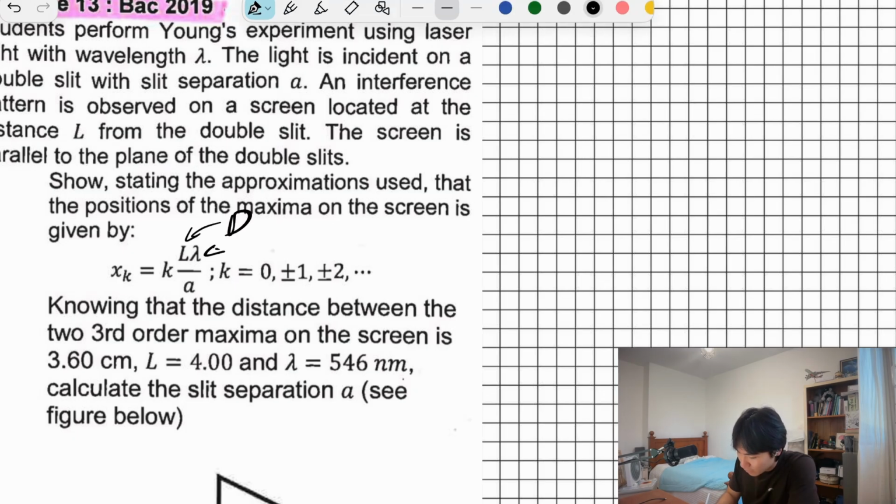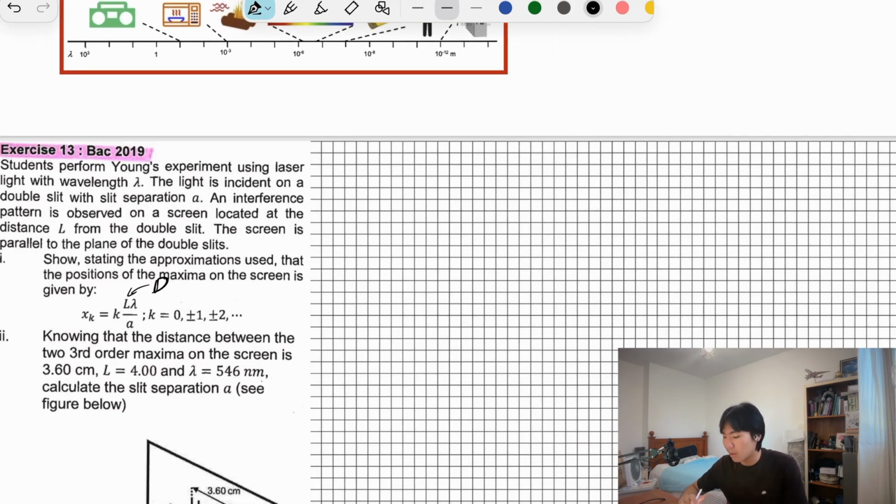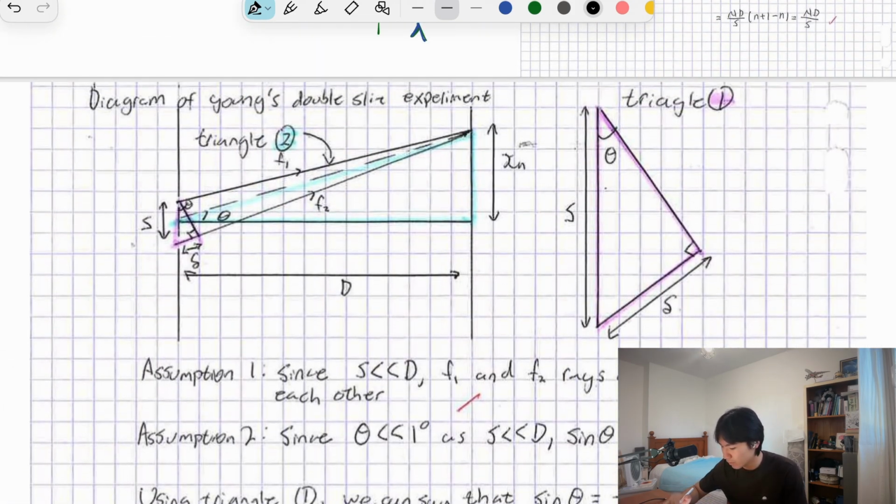Instead of lambda, instead of n, it's k, right? Instead of small d, it's a, right? It's just different symbols that you're going to be asked in the exam, but exactly the same framework that you're going to apply, right? Exactly the same method of proof, right?